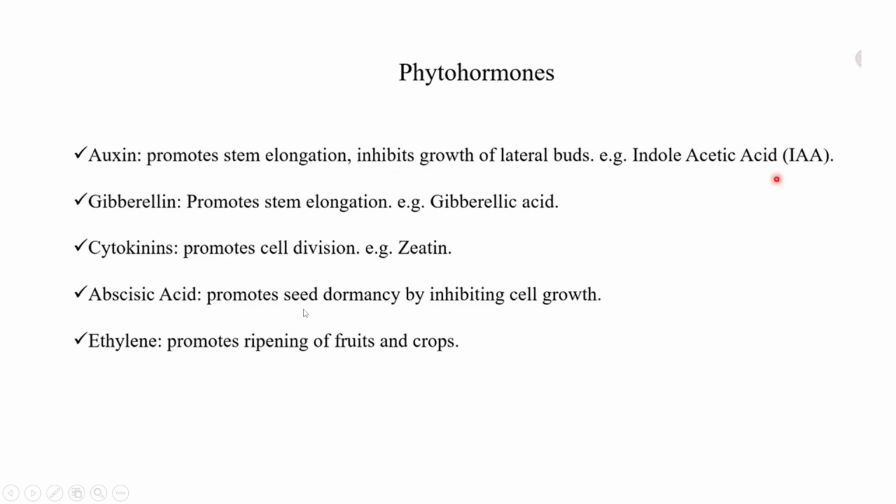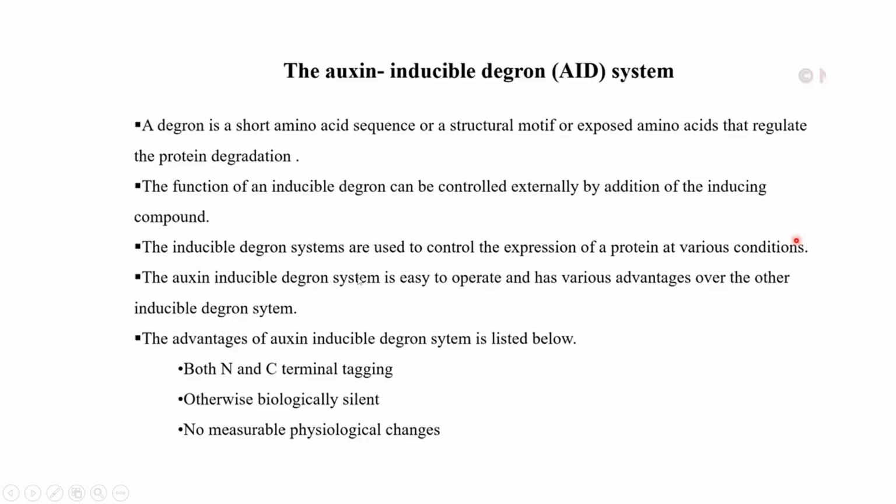Abscisic acid is activated in a dormant condition, when there is a nutrient-deprived condition, a very low level of nutrients, and when water content is absent. At that time abscisic acid will be activated and it will inhibit cell growth. And ethylene will promote the ripening of fruits and crops. So these are the phytohormones which are generally present in plant cells.